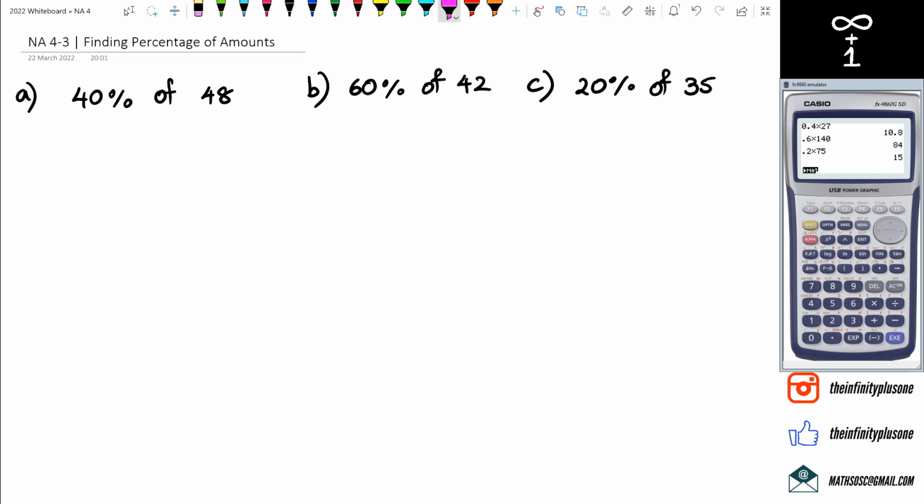Hey guys, in this session we're going to be looking at finding percentage of amounts. Now this is pretty much similar to what we've done in the last two videos with the decimals and fractions, because let's think about it. We can convert a percentage into a fraction. We can also convert a percentage into a decimal and pretty much do what we've done in the past two videos. So in this case, we can kind of just have a look at this.